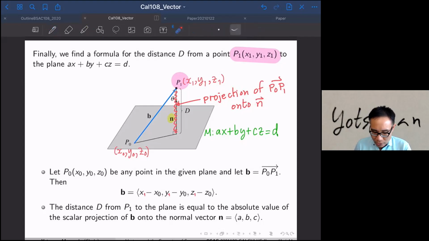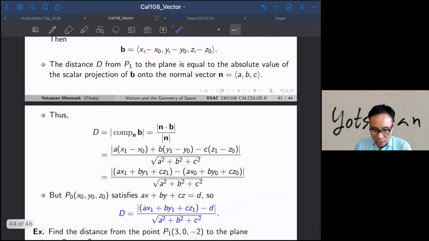You see that we have point P0, x0, y0, z0, and you construct the vector B, which is P0P1. This gives you B equal to x1 minus x0, y1 minus y0, and z1 minus z0. The distance from P1 to the plane will be equal to the absolute value of the scalar projection. The scalar projection is just the absolute value of the norm of the projection vector. We have a name for that.